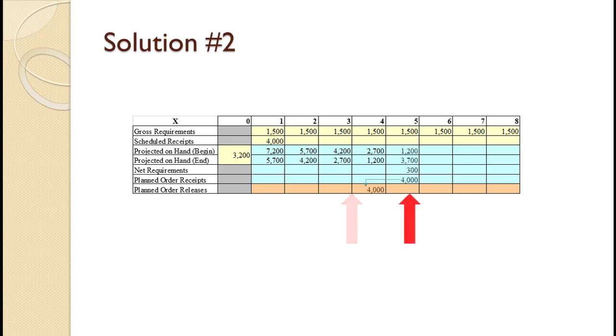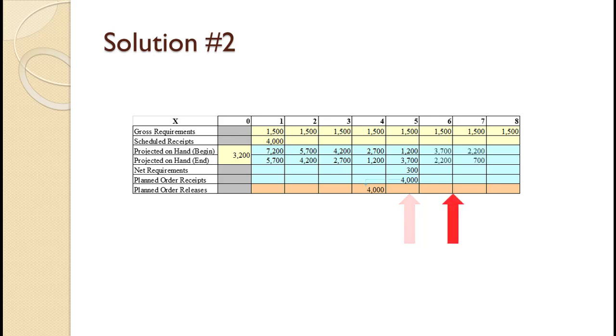For period 5, 1,200 are available and 1,500 are needed, so net requirements are 300. Due to lot sizing, we plan to receive 4,000. That must be lagged back one period and released in period 4. Ending inventory period 5 is 300 plus 4,000 minus 1,500 equals 3,700.